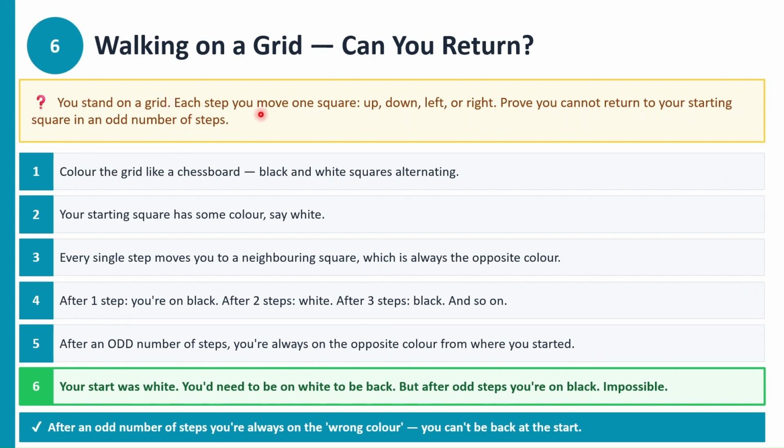Stand on a grid. Each step you move one square: up, down, left, or right. Prove you can't return to the starting square in an odd number of steps. Let's say you go one step. The minimum number of steps to get back is 1. Let's say you go 2 steps. The minimum number of steps to come back is 2.